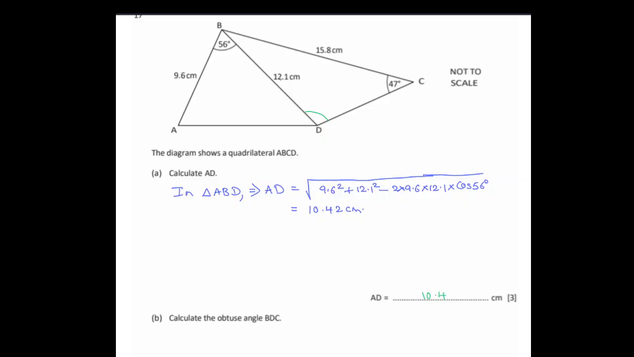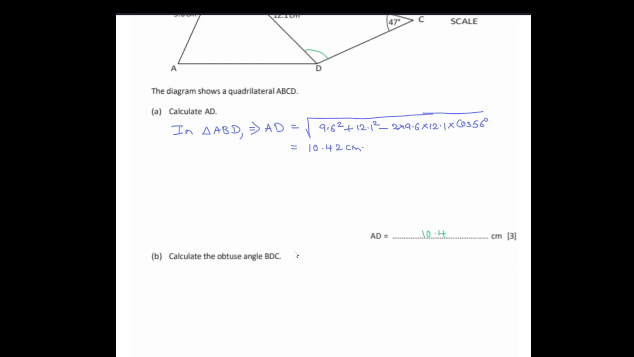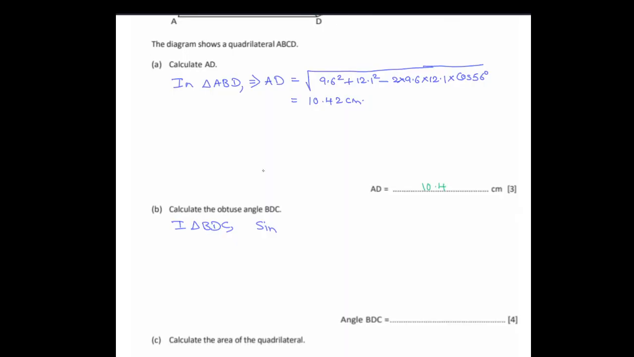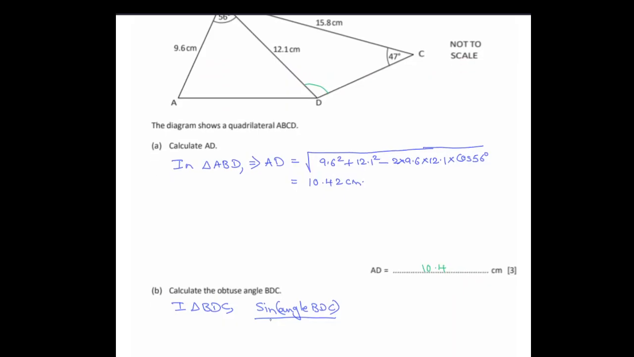This side is given, this is also a side given. This side by this angle's sine, and this side by its sine angle. You can take the sine rule to get the answer. And in triangle BDC, sine angle BDC by 15.8 will be equal to sine 47 by 12.1.